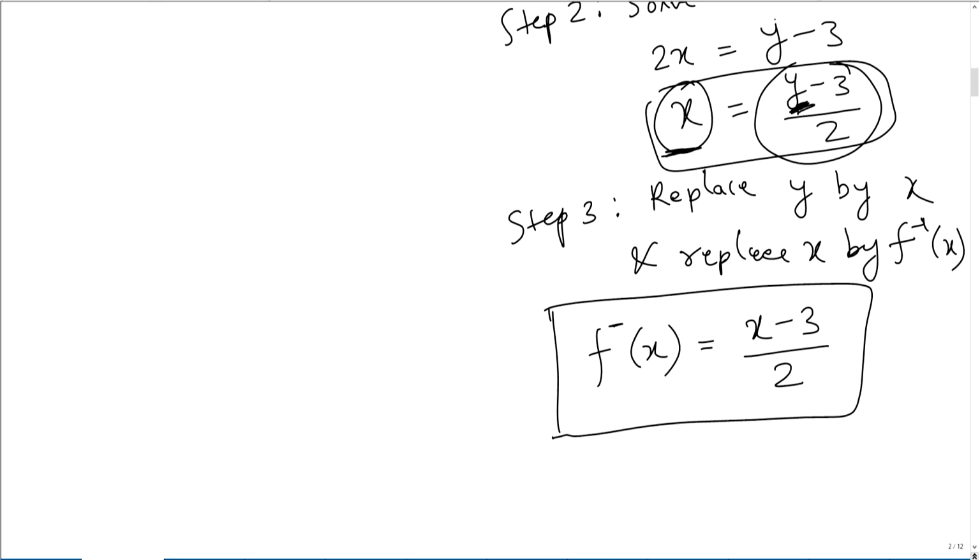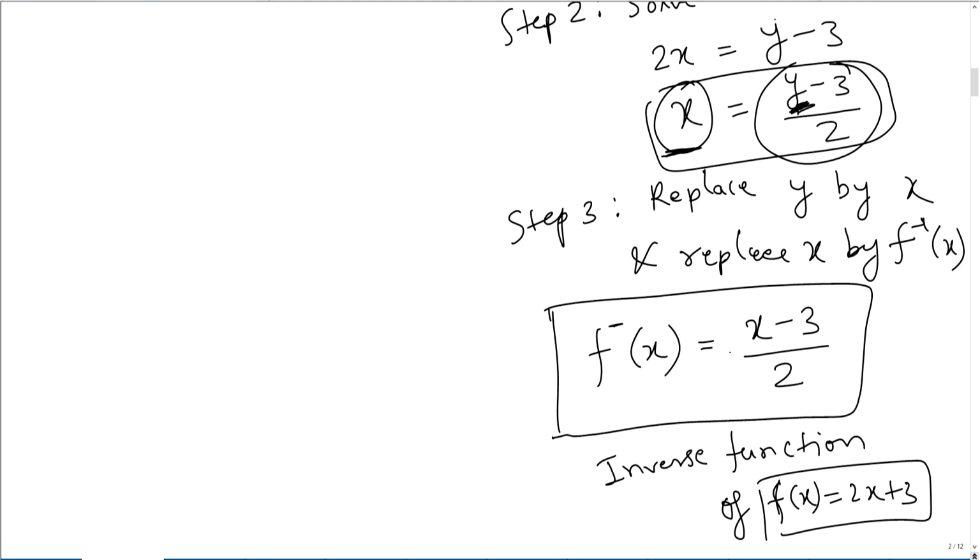Now, this is the inverse function of f of x, and what was that function? 2x plus 3. Okay. So, f inverse x equals x minus 3 by 2 is the inverse function of f of x equals 2x plus 3, right. Note that we will use this notation and we will call it f inverse, right. So, I am just putting this negative exponent with f. So, we will call it f inverse, right. So, f inverse of x equals x minus 3 by 2. Okay. So, this is how we find the inverse of a function.